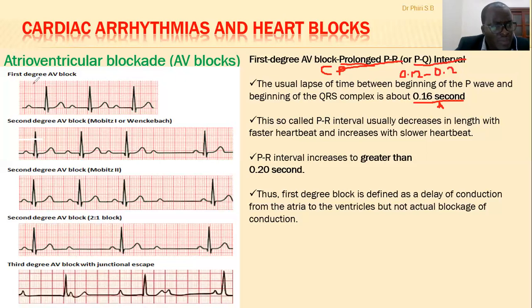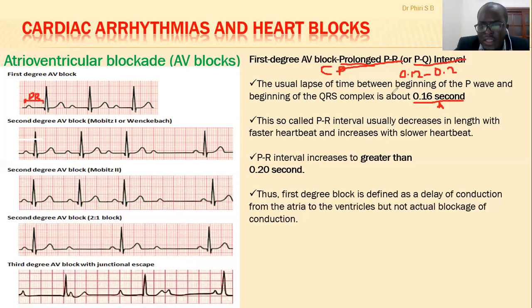So you can see from this first degree AV block, you have this P wave. The beginning of the P wave to the beginning of the QRS complex is called the PR interval or PQ interval, because sometimes you don't have the Q wave. So it's also referred to as the PR interval. In this diagram, you can see the beginning of the P wave, starting somewhere from here all the way to the beginning of the QRS complex. So this is called the PR interval. You can see that this PR interval is elongated here.